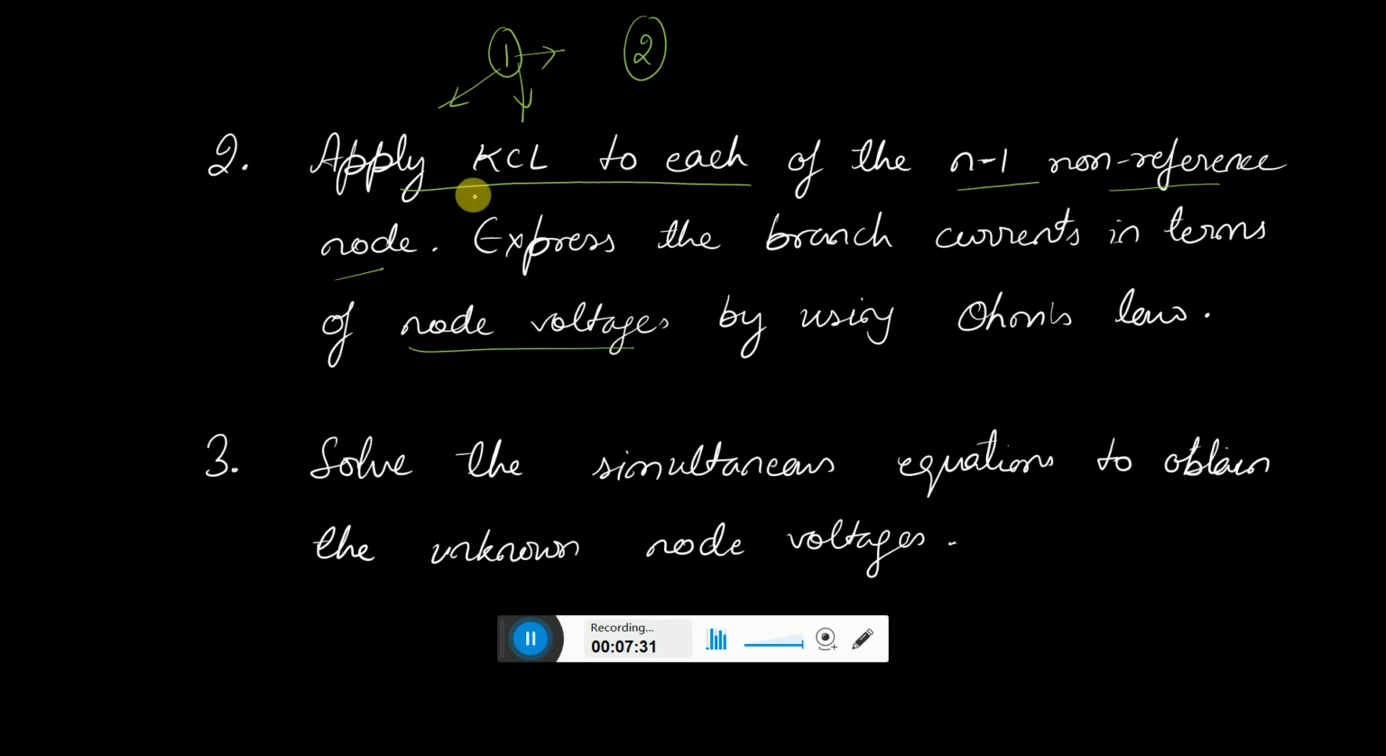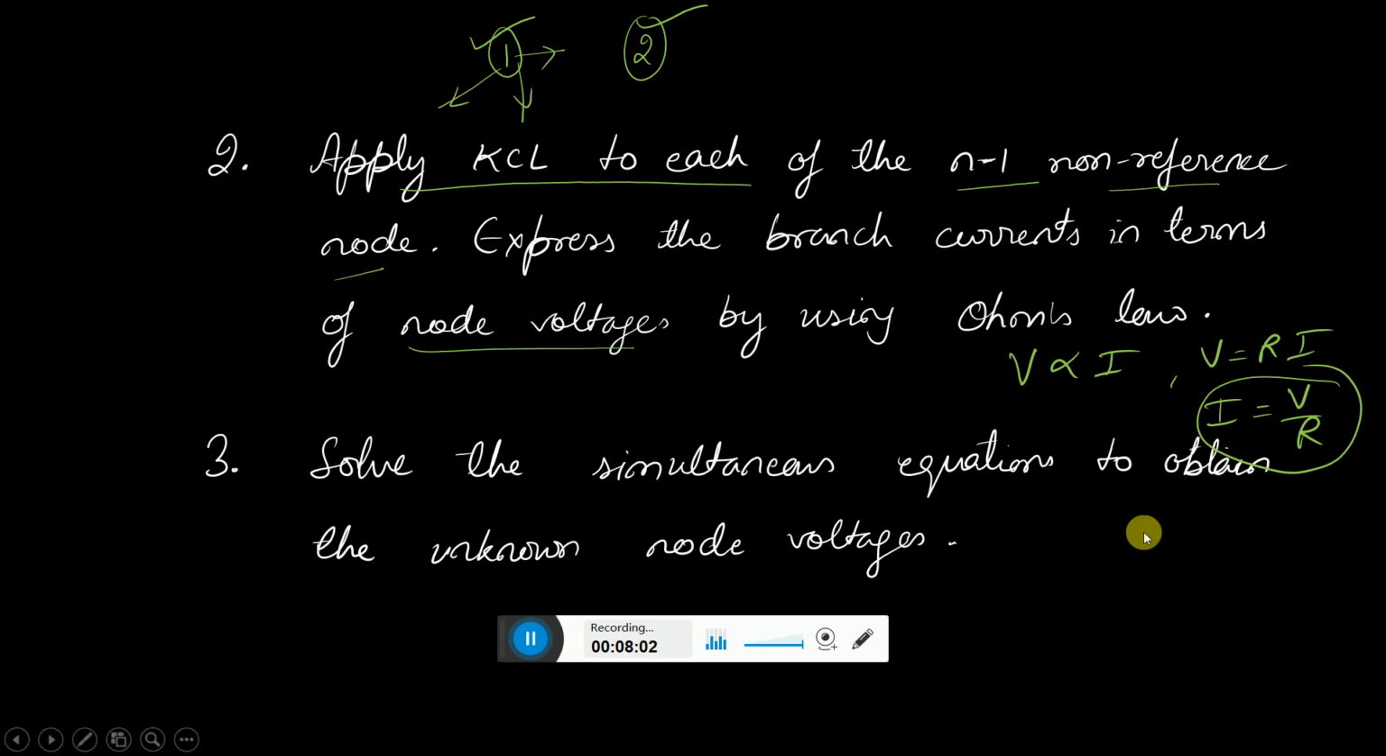So we need to write the current in terms of the voltages by using Ohm's law. So what is Ohm's law? V is proportional to I, or V is equal to Ri. From this V is equal to Ri, we can find I is equal to V by R. So like that we need to find the current. Solve the simultaneous equations to obtain the unknown node voltages. So our objective is to find the node voltage 1 and node voltage 2.